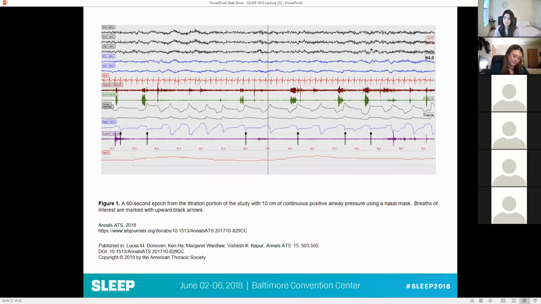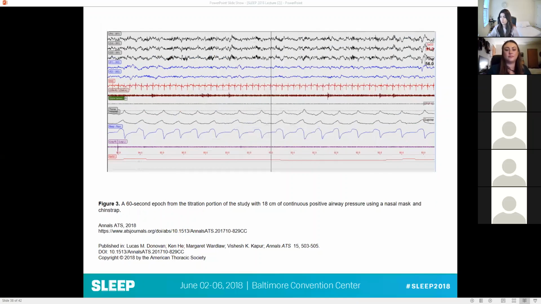Oh, this is just showing, this is a friend of mine, Luke Donovan, published this, just showing these abnormalities in the airflow that are occurring, that they picked up on. And it was really just from mask leak, and airflow normalizes just with the addition of a chin strap.